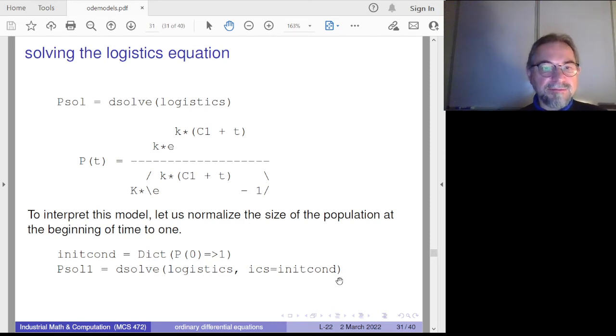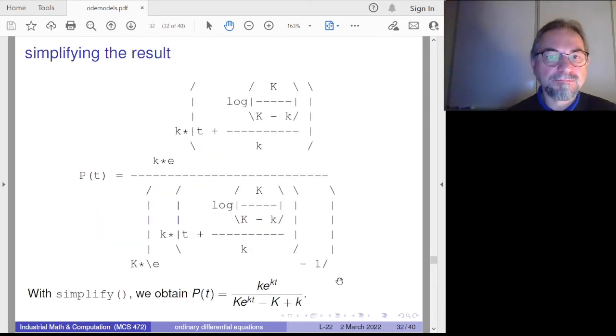And that's in an attempt to get rid of some constants, and in particular the constant C1, which is an artifact of the fact that we always have a whole family of solutions for every first order equation, a family that depends on this parameter, which is here called C1. So let's get rid of the C1.